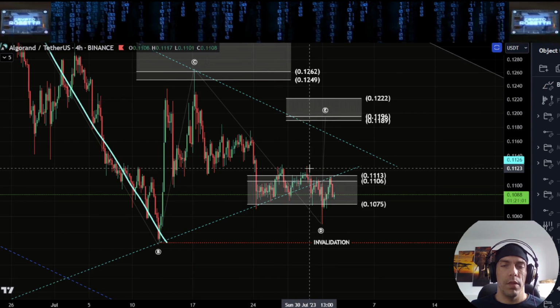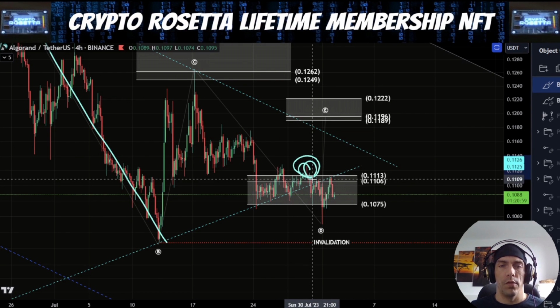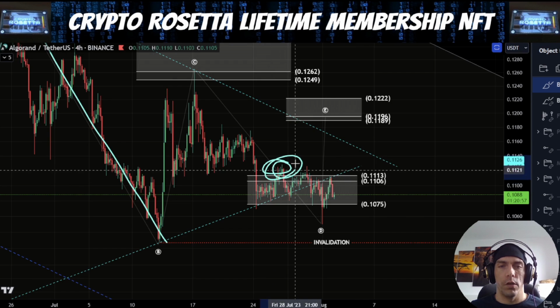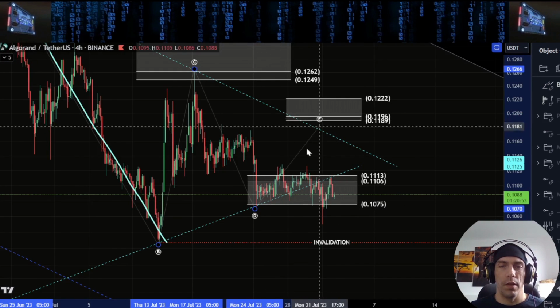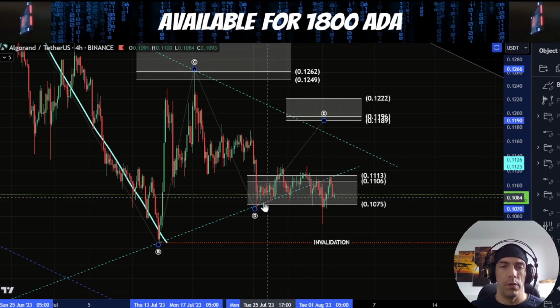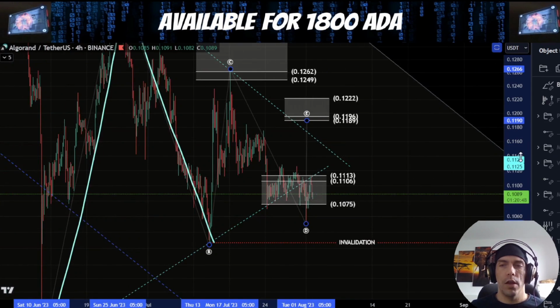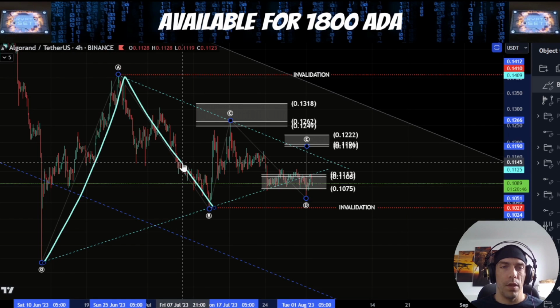Effectively, the difference would be that this count would start from this point over. This count would start from this point over here. That would be the main difference, where we say that this E wave's completed here and we have a direct break to the downside. So still keeping an eye on this triangle idea.